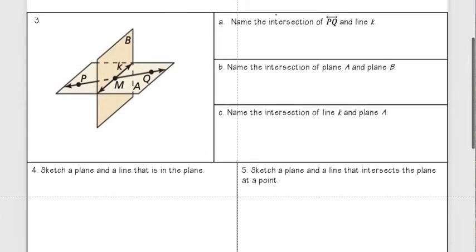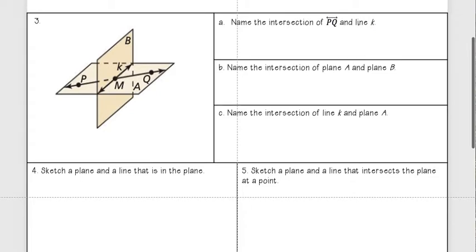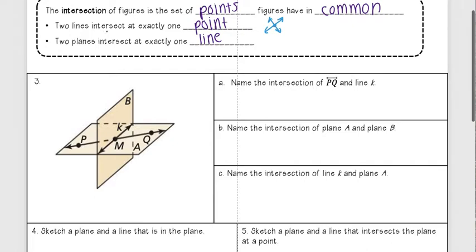So the first one, I want to name the intersection of PQ, so line PQ and line K. Well, if I look up here, I know that two lines are going to intersect at exactly 1 point. So I'm looking for a point. So I look for line PQ. Well, there's my P and my Q, so my line is the one that's going through them. And then I look for my line K. So that is a lowercase k. So that's just going to be that line that's right next to that arrowhead. Well, what point are they intersecting at? Well, I see that they're both crossing at point M.